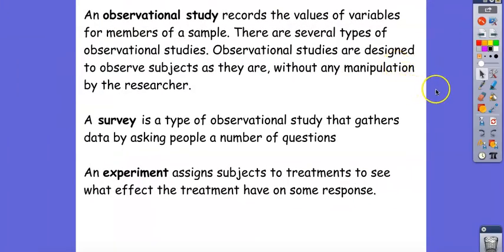Okay, so again, in the beginning, we're going to talk about some definitions. So an observational study records the values of variables for members of a sample. There are several types of observational studies. The one that you're probably most familiar with is a survey or a poll. They are designed to observe subjects without any manipulation by the researcher. That's why they call it that, you're just observing.